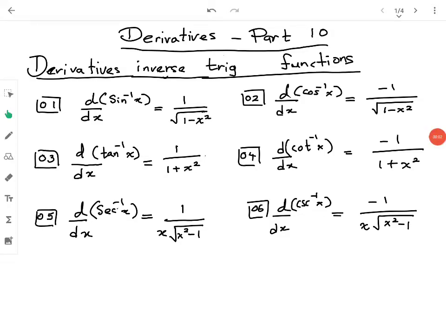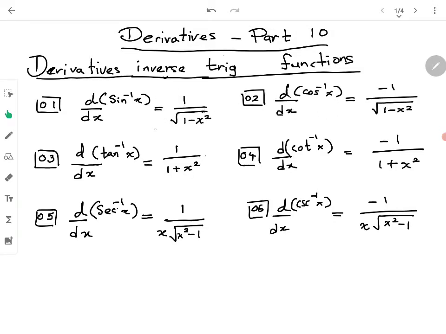Okay, so today's lesson is about derivatives of inverse trigonometric functions. So we have 6 formulas that we need to know. The derivative of sine inverse is 1 over square root of 1 minus x squared. Then the derivative of cosine inverse is negative 1 over square root of 1 minus x squared. So the only difference from sine inverse is there's a negative sign.